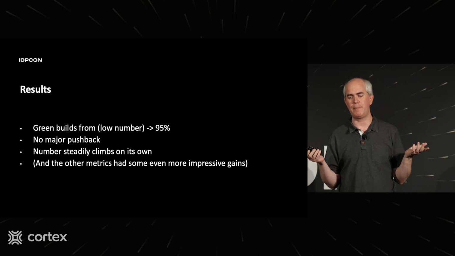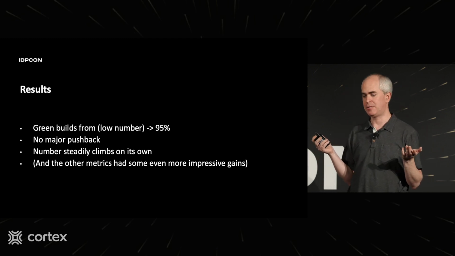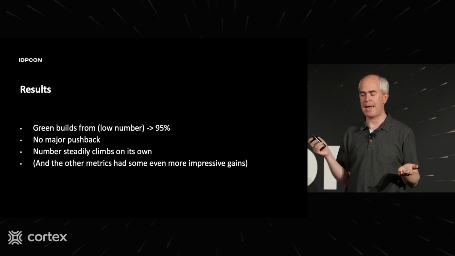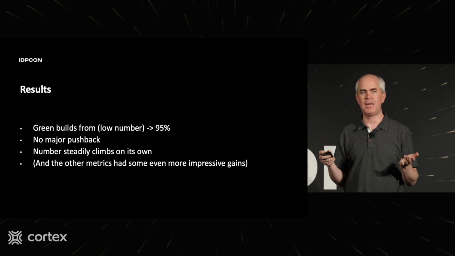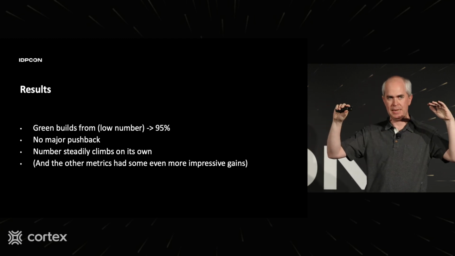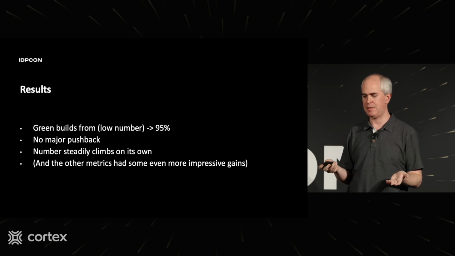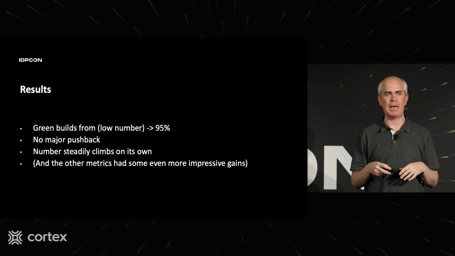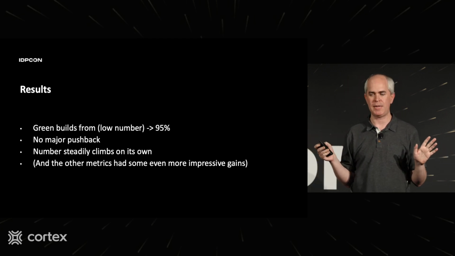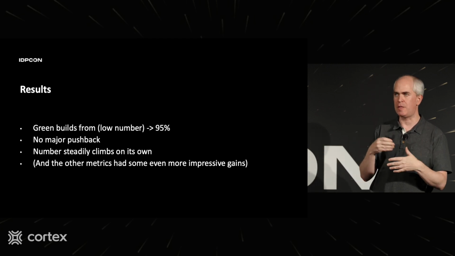We went from a very low number to, as of recently, 95% of all of our repositories are building. As I said earlier, there was no major pushback. And because we stopped the bleeding with setting the policy, and then created a system that would incrementally drive change in the data, the number steadily climbs on its own. If we did nothing, I believe this number would continue to rise to probably about 98%. There's a churn in the background that we still need to deal with.